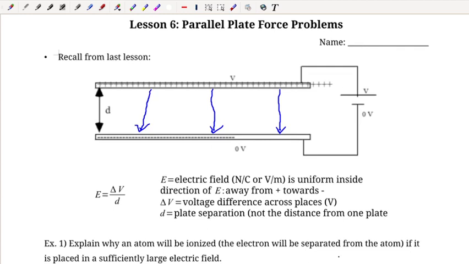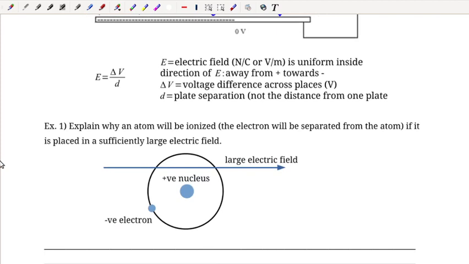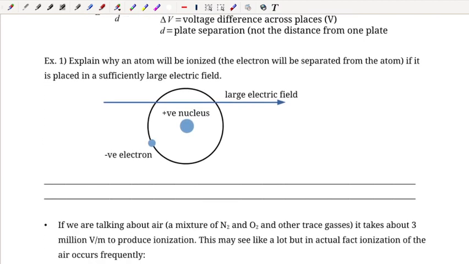So, using that idea, explain why an atom will be ionized, which means the electron will be separated from the atom if it is placed in a sufficiently large electric field. So we take our neutral atom that has a positive nucleus and a negative electron, and we put it in an electric field. Why will it become ionized? In other words, why will this electron get separated from its atom?